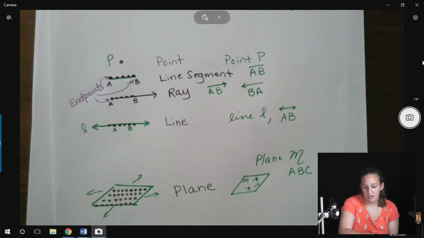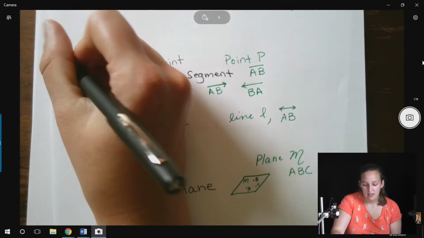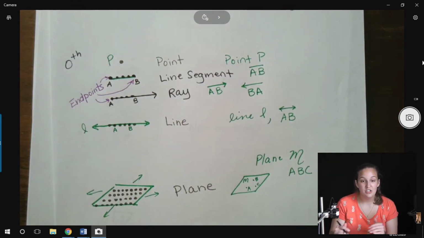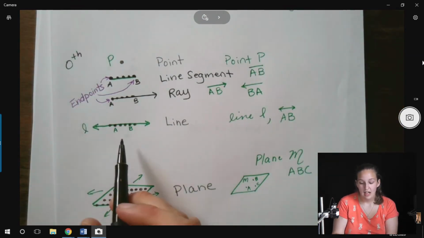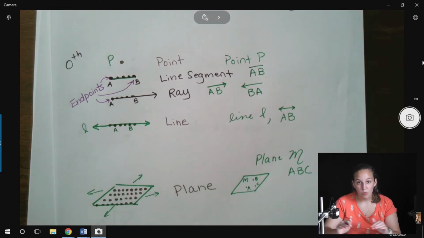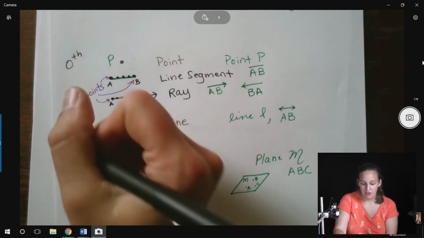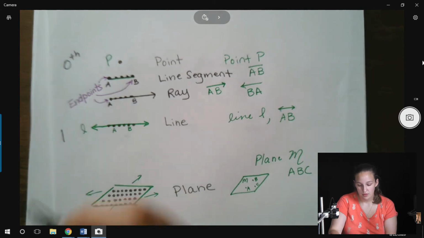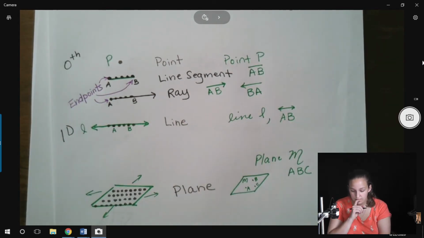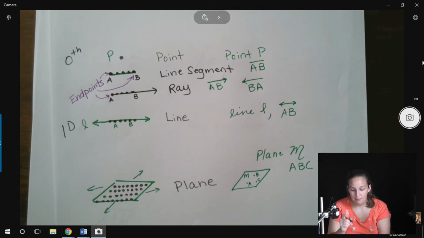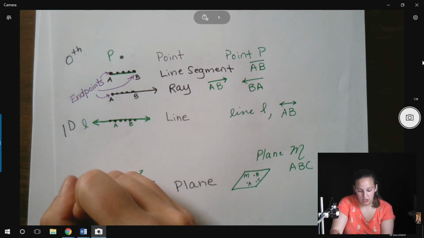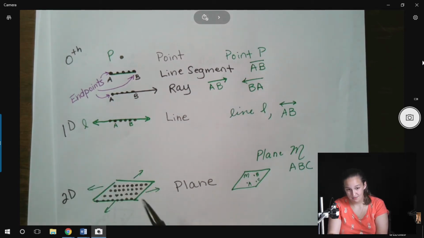Something else to note is that a point is going to be 0 dimensions. It has no length and no width. A line, however, has 1 dimension because it goes out in one direction. A plane is then going to be 2 dimensions because you have a length and a width.